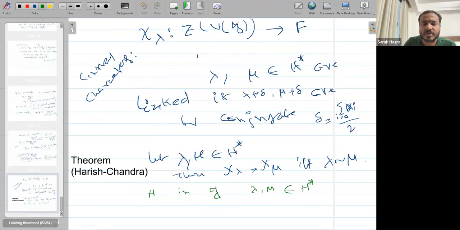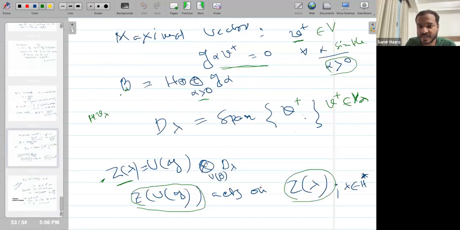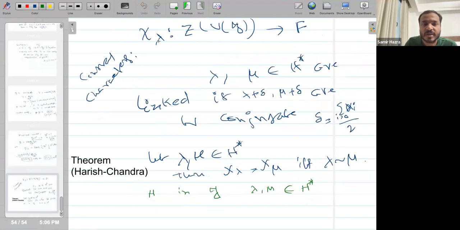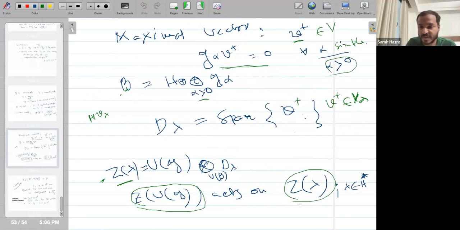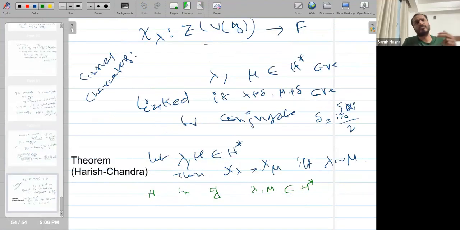Anyway, from this action we can actually find a chi lambda, which is a scalar map. Because this action is a scalar action, we can find chi lambda. This is called chi lambda, the central character, because this is going from the center and landing at the scalar field. So not all chi lambdas are different for different lambdas.